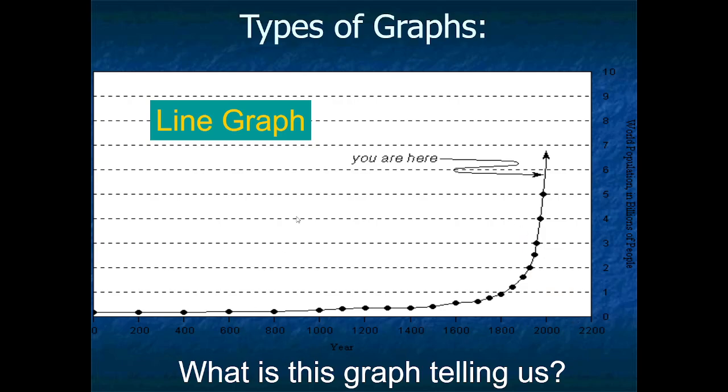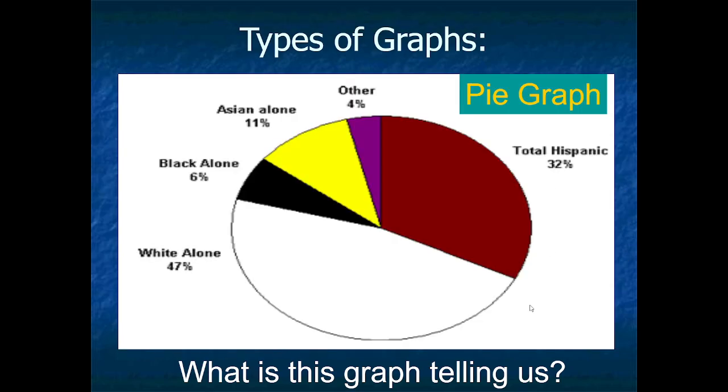Different types of graphs. There's a line graph. What is this line graph telling us? On a line graph there are labels. As you can see on the bottom it says the year, goes from 0 to 2200. On the side you could read world population in billions of people. So what this line graph is telling us is that as the years go forward, the population increases exponentially.